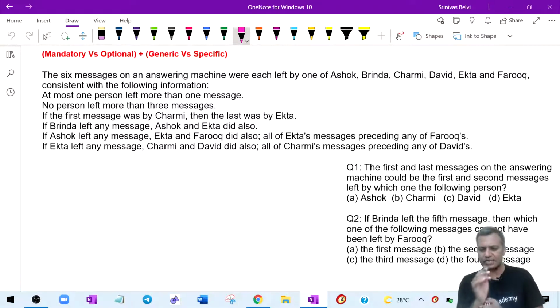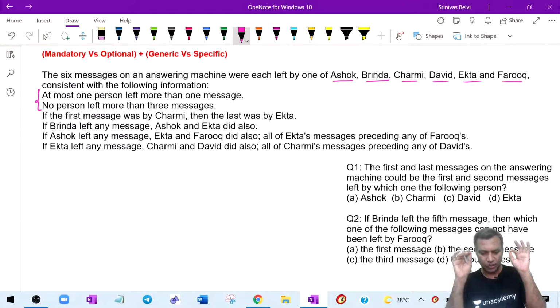Let me illustrate. Where is the generic structure here? First, read it very critically. Each message was left by only 6 of them. Each message is left by 6 of them. These are the two generic statements. What does the generic statement do? It gives the structure to this particular puzzle. Let's understand where the structure is.